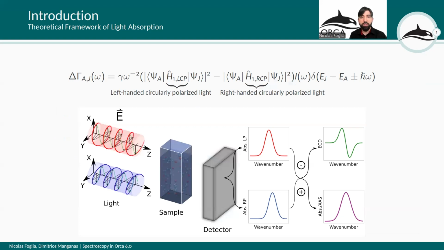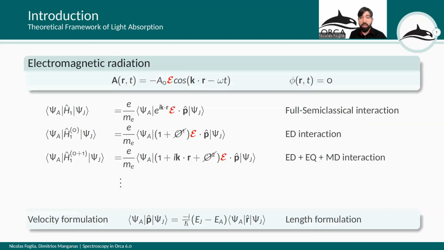In the circular dichroism case, the intensity is obtained by taking the difference between two absorption spectra, one using left circularly polarized light and the other using right circularly polarized light. Thus, all previously mentioned expressions in the absorption case apply also for circular dichroism. Simply, the equations need to be adjusted, including the correct polarization vector of the light to represent left or right circularly polarized light.